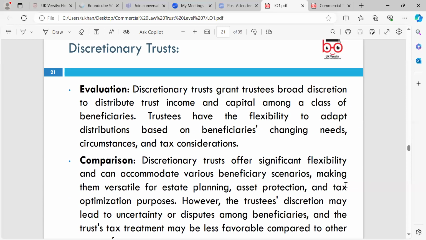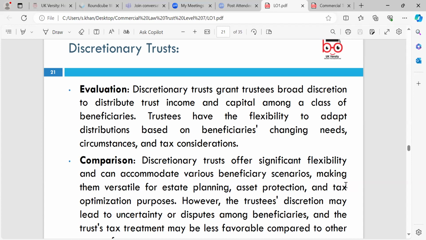Discretionary trusts. A discretionary trust gives trustees the power to decide how much beneficiaries can get from a trust and when they get it. All capital and income is distributed completely at their discretion. This means there's more flexibility and assets can be protected if circumstances change for any reason. The evaluation: discretionary trusts grant trustees broad discretion to distribute, as we mentioned, trust income and capital among a class of beneficiaries. Trustees have the flexibility to adapt distributions based on the beneficiaries' changing needs, circumstances, and tax considerations.